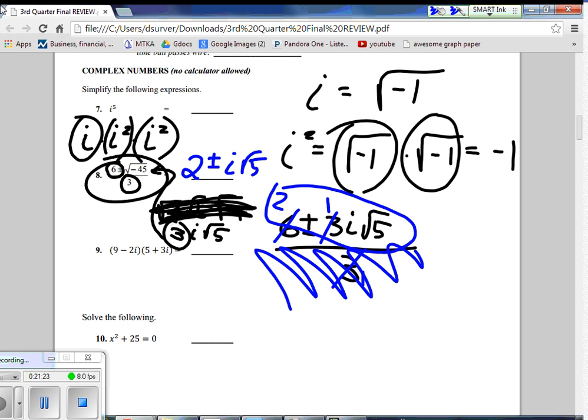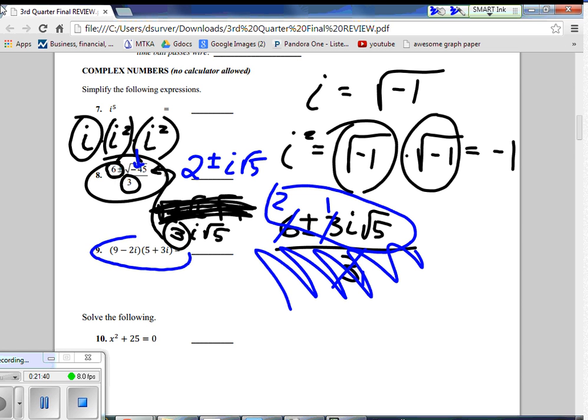Now, how did I know that this was imaginary? Because I had a negative underneath the square root. It's not like every time you have a square root, you have an imaginary. Be careful with that. One of the most common mistakes is kids think, oh, square root must be imaginary. It's only if it's a square root of a negative that it's imaginary.